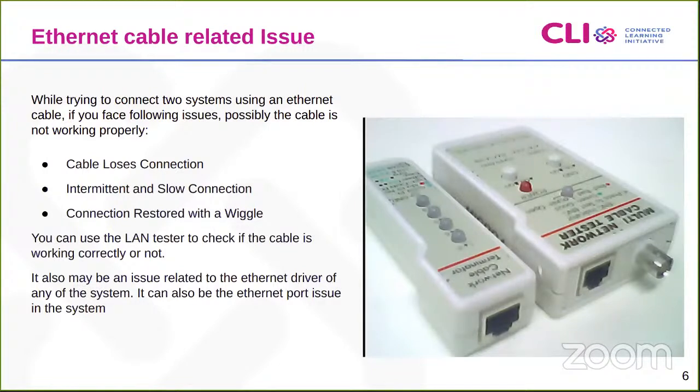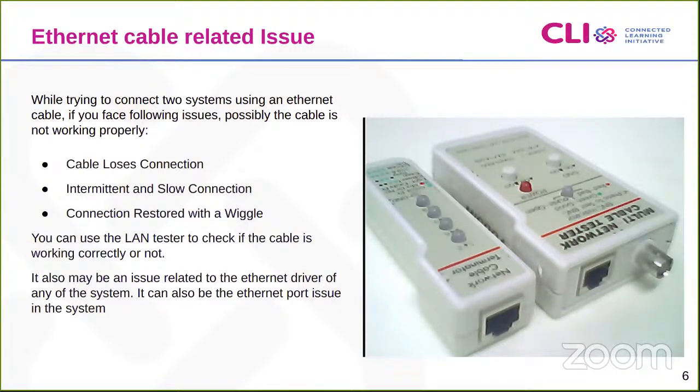Moving on, so we were talking about the Ethernet cable issues. So you can test it via the LAN tester, or you can test it by connecting to the other systems to check if those are working. See, there are three things that can happen in case Ethernet cable is not working. One, the Ethernet cable has issues. Two, the port of your system has issues, the Ethernet port. Three, the Ethernet drivers in your system have some issues. In that case, that needs to be updated.